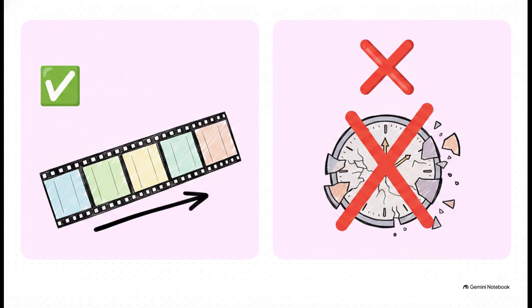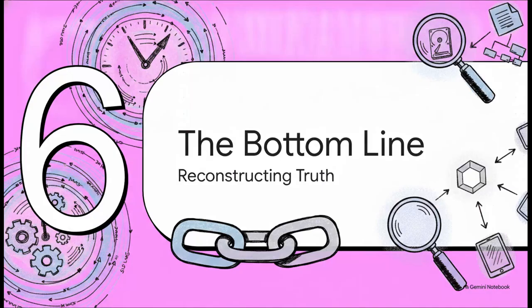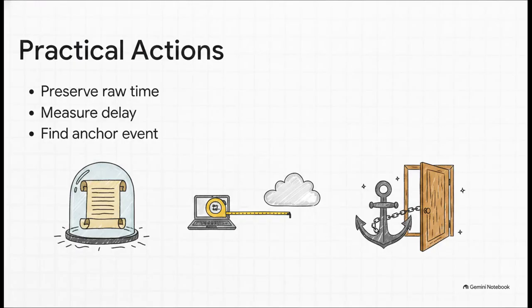Sometimes the correct forensic conclusion isn't a beautifully mathematically corrected timestamp. It's having the discipline to state that absolute time just could not be reliably determined. Section 6. The bottom line: reconstructing the truth. Let's bring all of this back to your direct responsibilities in corporate governance, compliance, and evidence analysis. When you start your next investigation, I want you to apply these 3 practical actions immediately to your workflow.